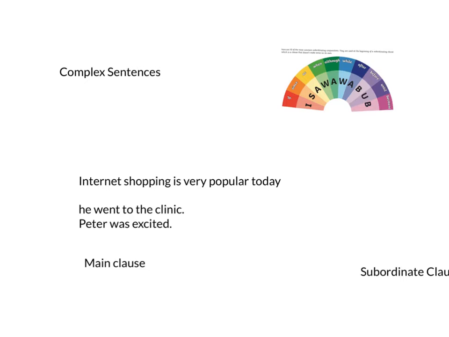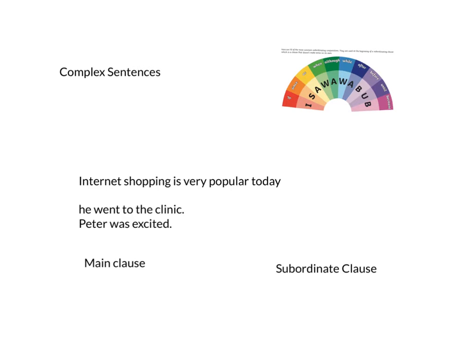So simple sentences, all they really need is a subject and a verb and the details about what is going on with that subject. Peter, subject. Was is the verb to be. Peter was excited. Simple sentence. And that's what we call a main clause. Let me highlight it for you. Main clause. Perfect.